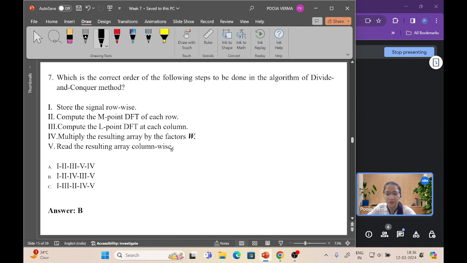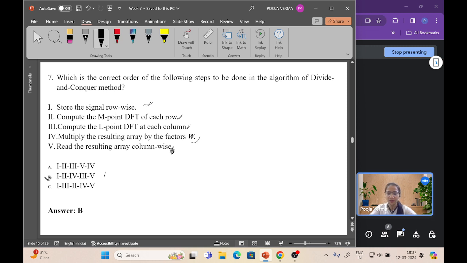So as we know, if we store the signal row wise, then compute the M point DFT of each row, then multiply by the phase factor, then compute the L point DFT at each column, then read the resulting array column wise. So if we store the signal row wise, then we read the resulting array column wise. And if we store the signal column wise, then we read the resulting array row wise. Okay, please remember these 2 points. So the correct option is 1st, 2nd, 4th, then 3rd, then 5th. So the correct option is B.